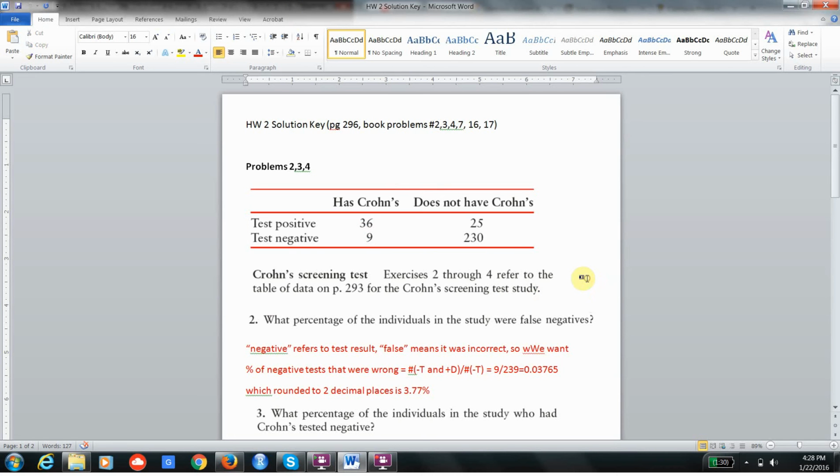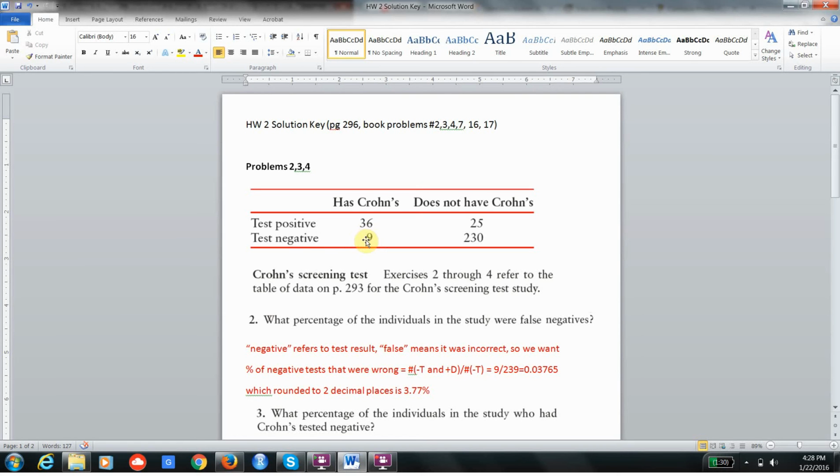Okay. And the first thing you want to know is what percentage of individuals in the study were false negatives. The important thing to understand is the negative refers to the test result. The false means that it's incorrect. So we had a negative that was incorrect. So when do we get that? Well, when the person actually has a disease.